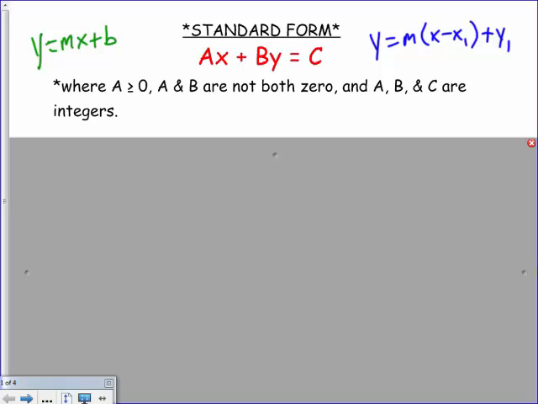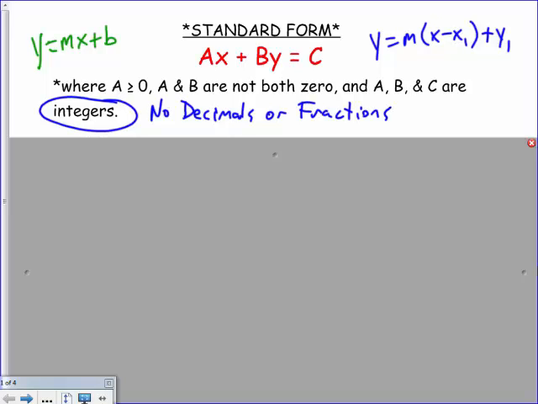It's kind of goofy. And this says, where a is greater than 0 and a, b are not both 0. But you just wouldn't be able to write it in standard form if that was the case. But just know that a, b, and c are going to be integers. That's important. They have to be integers. So basically no decimals or fractions. So this is the one case that we don't want fractions, right? We usually want a fraction for a slope.